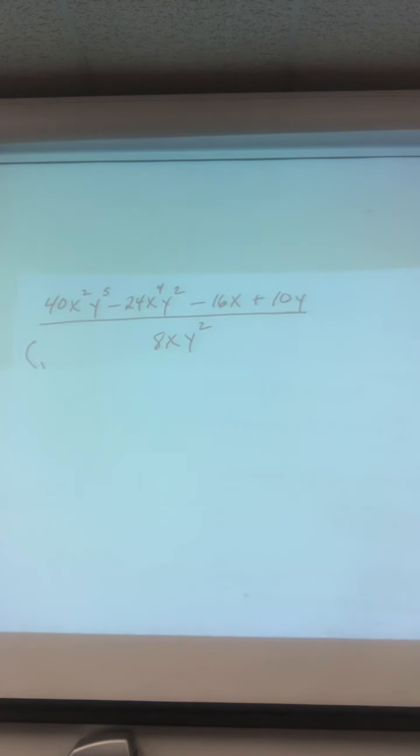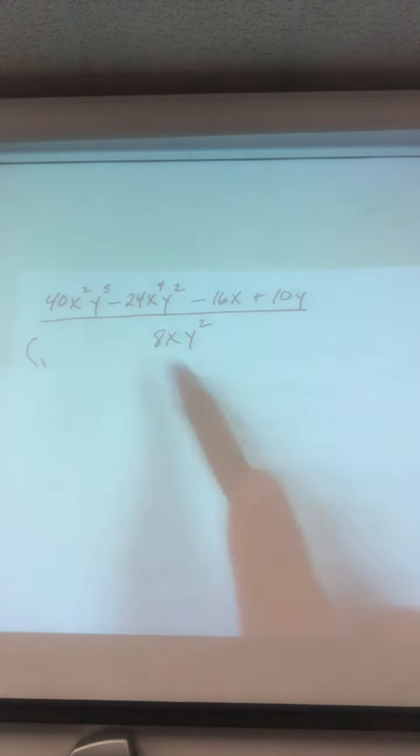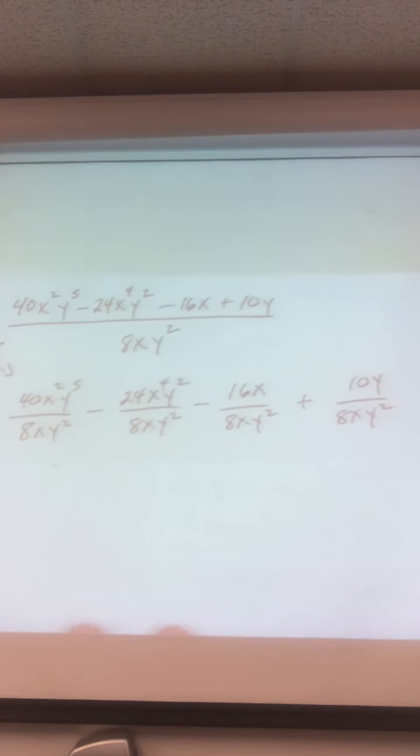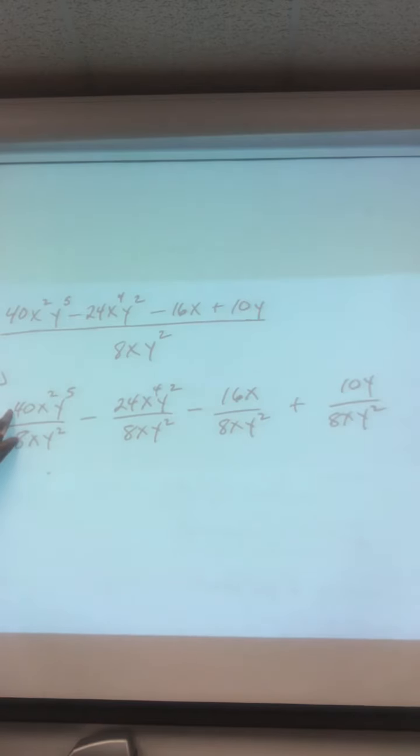Okay, how many terms is in the top? 4. 1, 2, 3, 4. How many terms in the bottom? 1. So we're talking about dividing by a monomial. So how do you do that? You divide this 1 term into all 4 of these separately. So this is what that will look like right here.